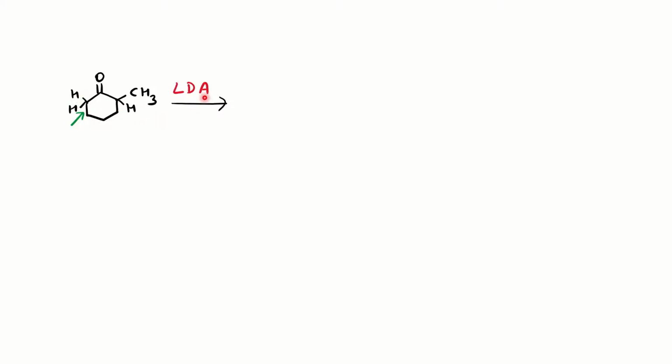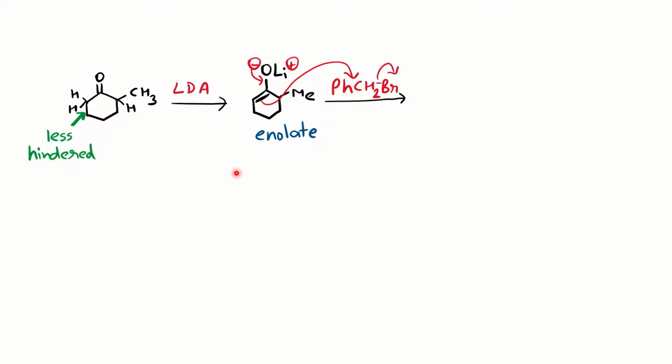But one point: lithium diisopropylamide is a bulky reagent. Two isopropyl groups are there, so it will always prefer to attack from the less hindered side. This is the less hindered side. Here the three hydrogens of this methyl group will cause steric hindrance. So the LDA will not attack from this side, rather it will abstract from the less hindered CH2, so the enolate will form on the less hindered side. You will get this O minus Li plus.